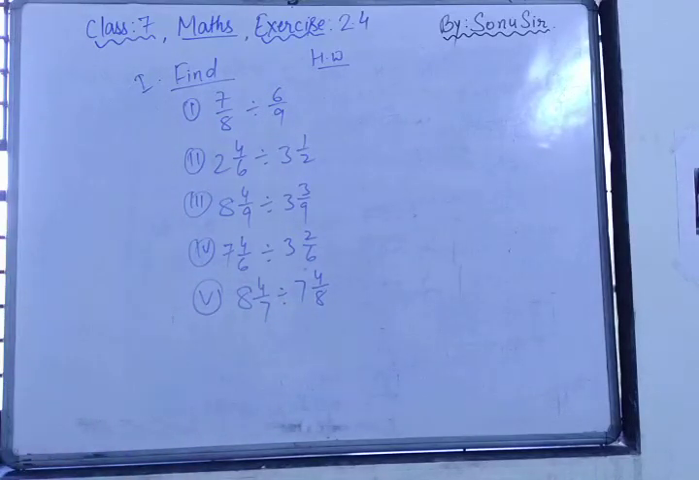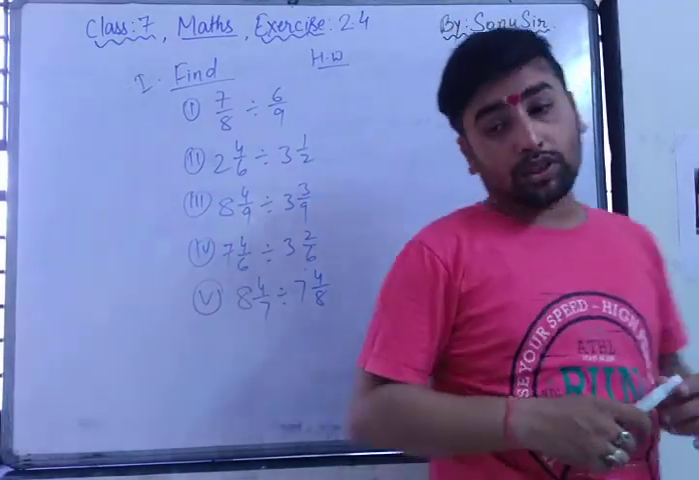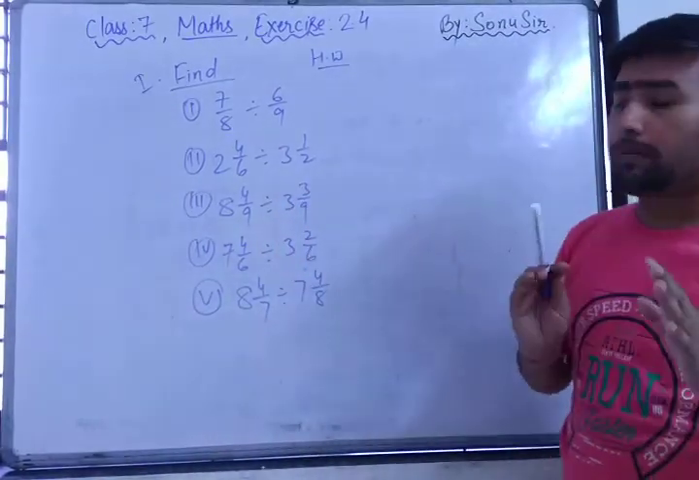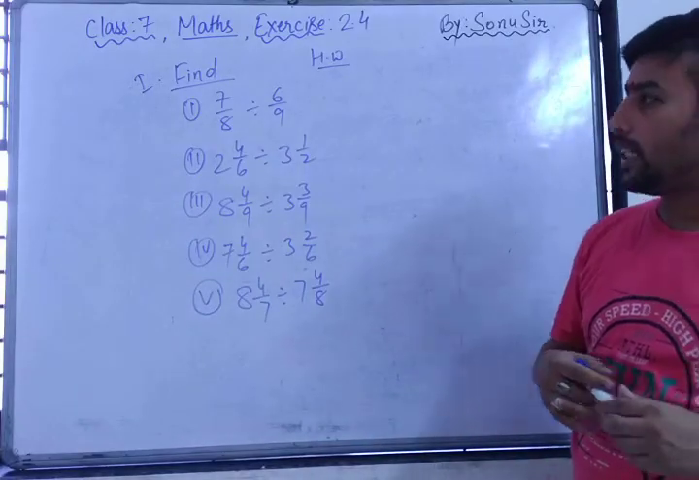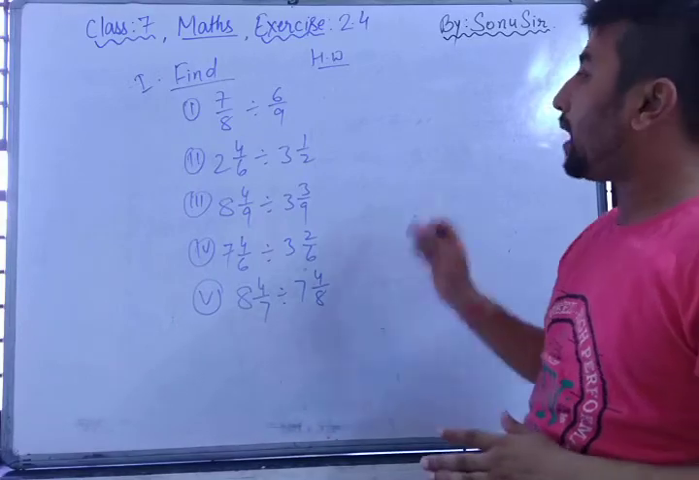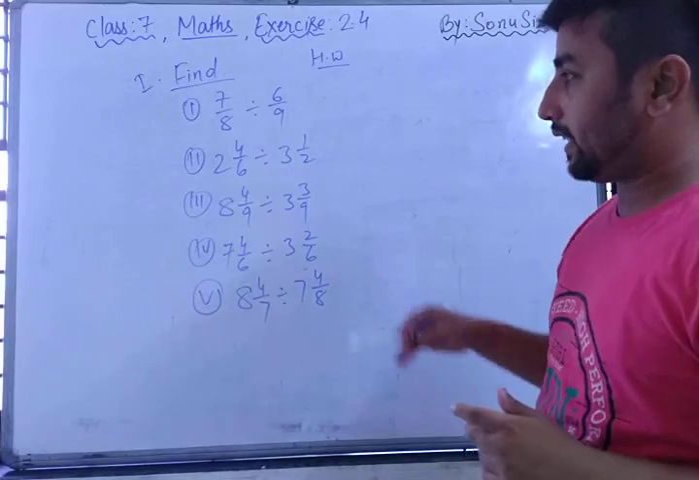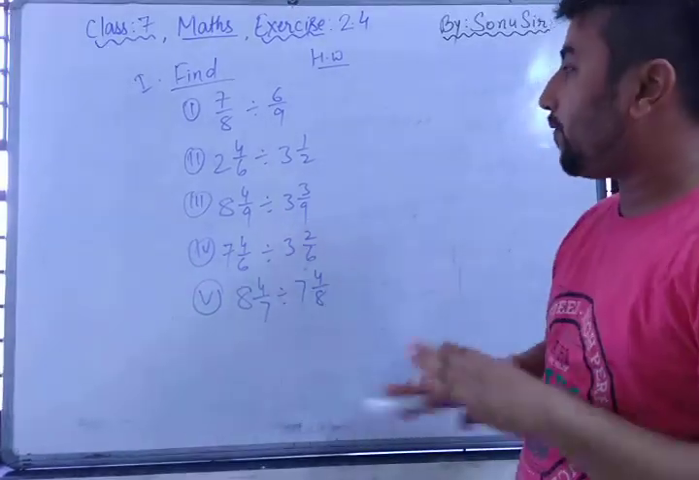Write these 5 questions in your notebook, and after writing them, you must solve them by yourself, because I have already solved all the questions of the exercise. By the same process, you don't have to do anything else. You have to just notice the same process, and after that you have to solve all the questions by the same process. A by B divided by C by D is equal to A by B into D by C. You have to use that process, and according to that process you can solve each and every sum.